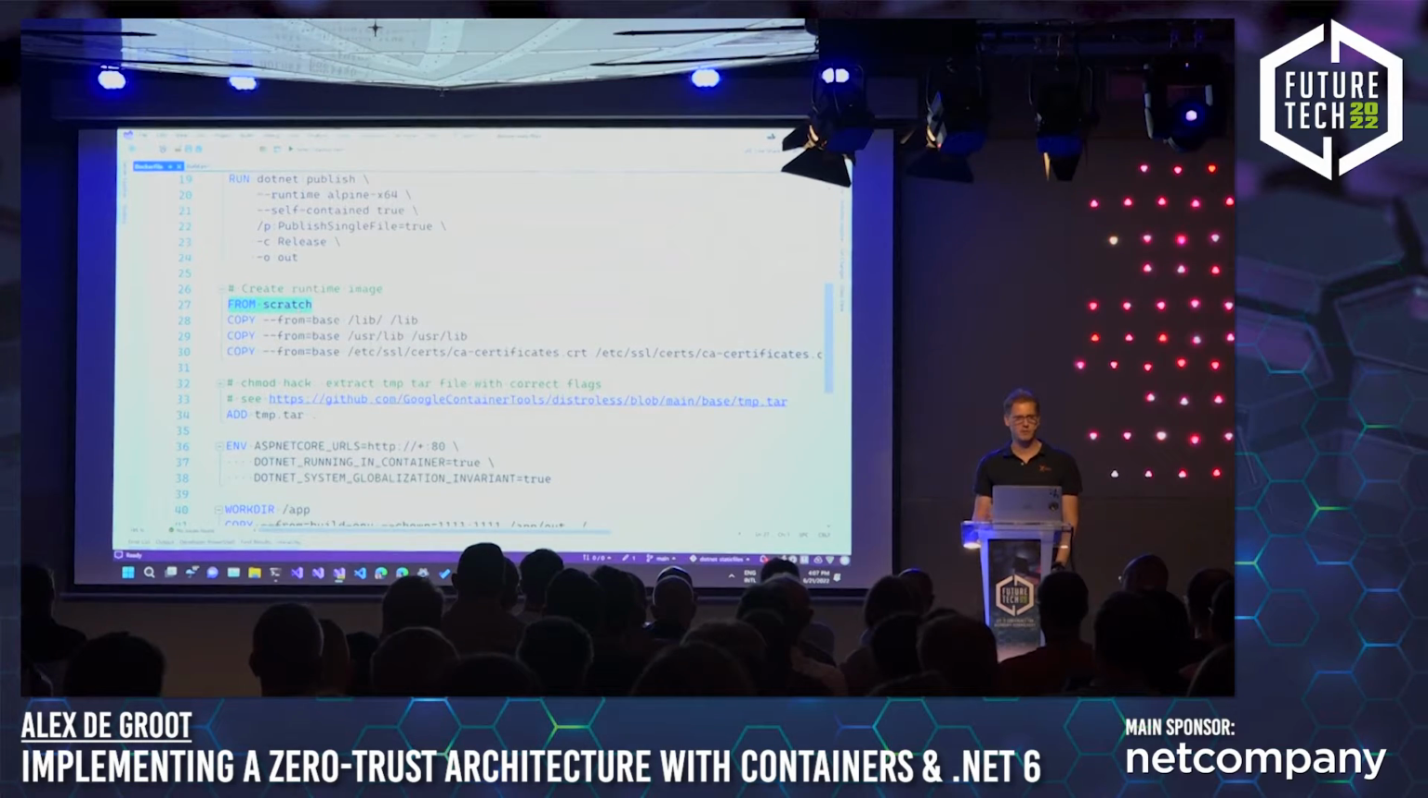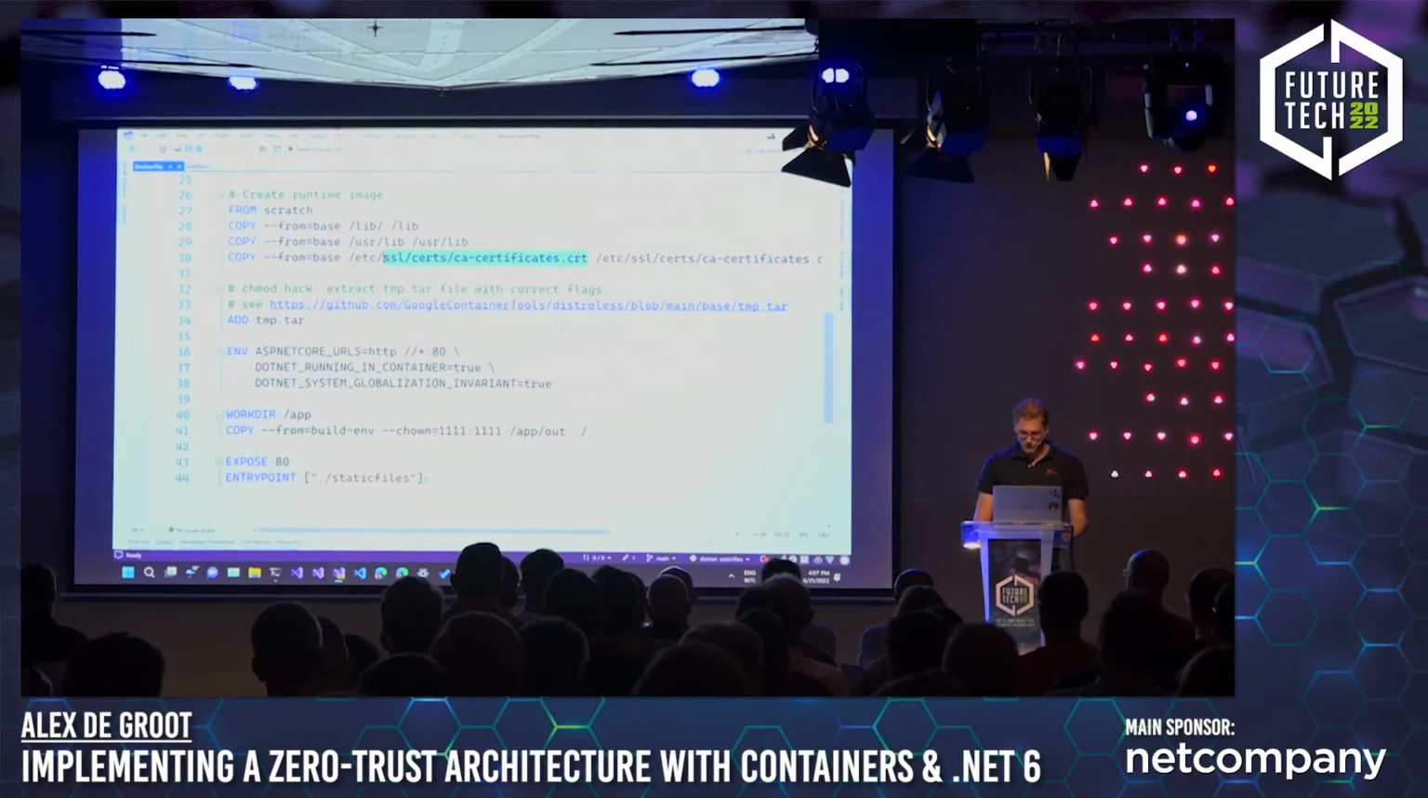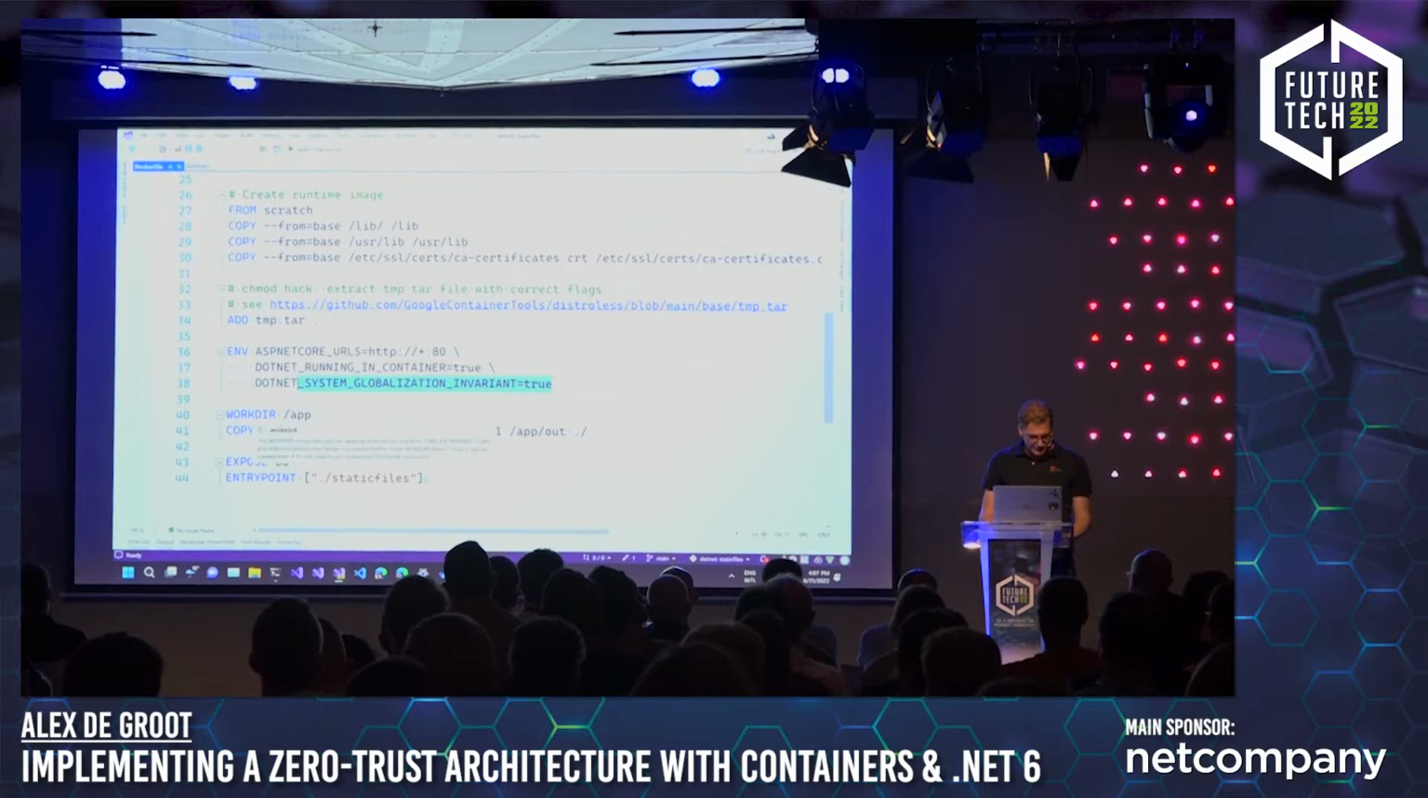That basically means a file system with nothing on it. They put a little bit of libraries on it. They need some runtime libraries, and they need some certificates on it. And they need this thing from Google, the distroless temp.tar. So they copy over that thing. Set three environment variables, like startup on port 80, run in a container, and don't do globalization. That's kind of what they do. And then they put the files in it, and they start the application.